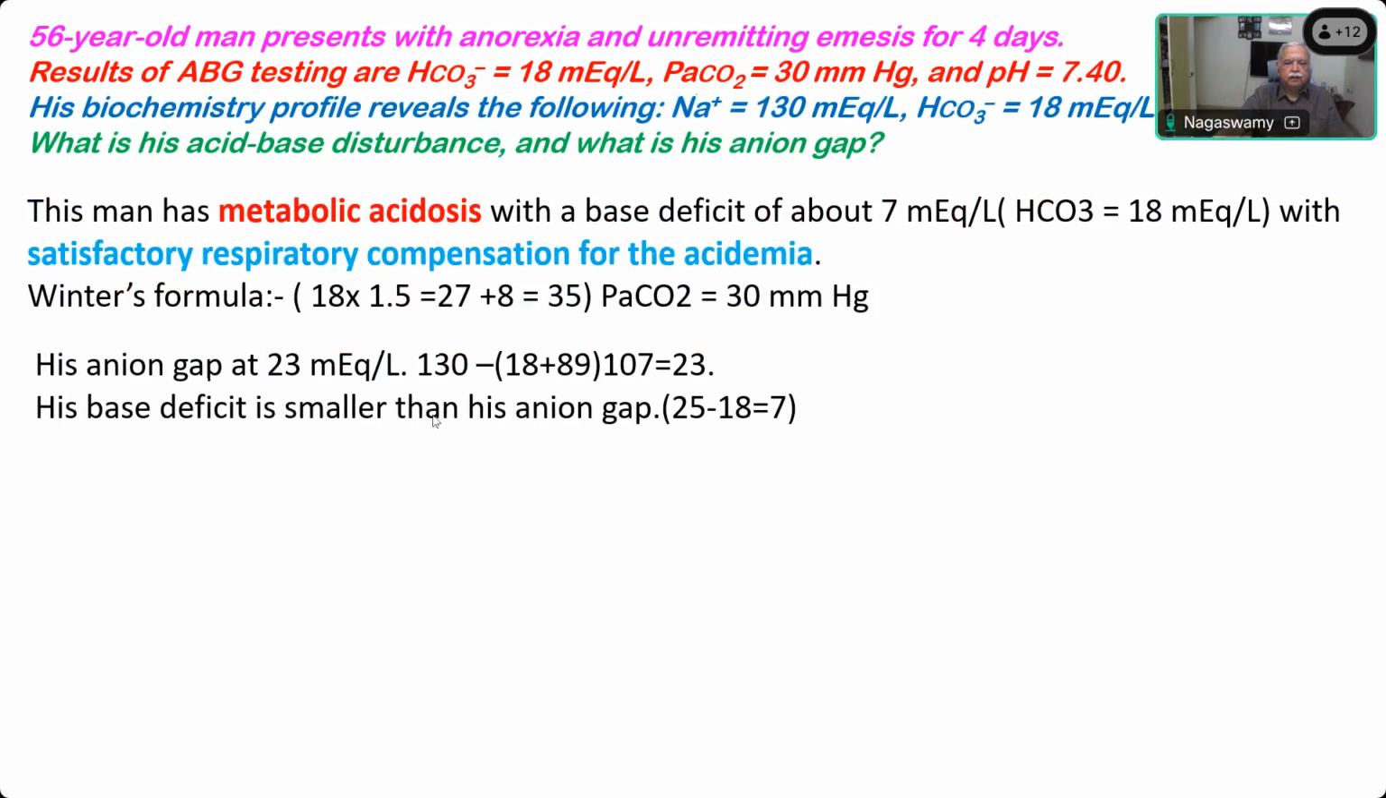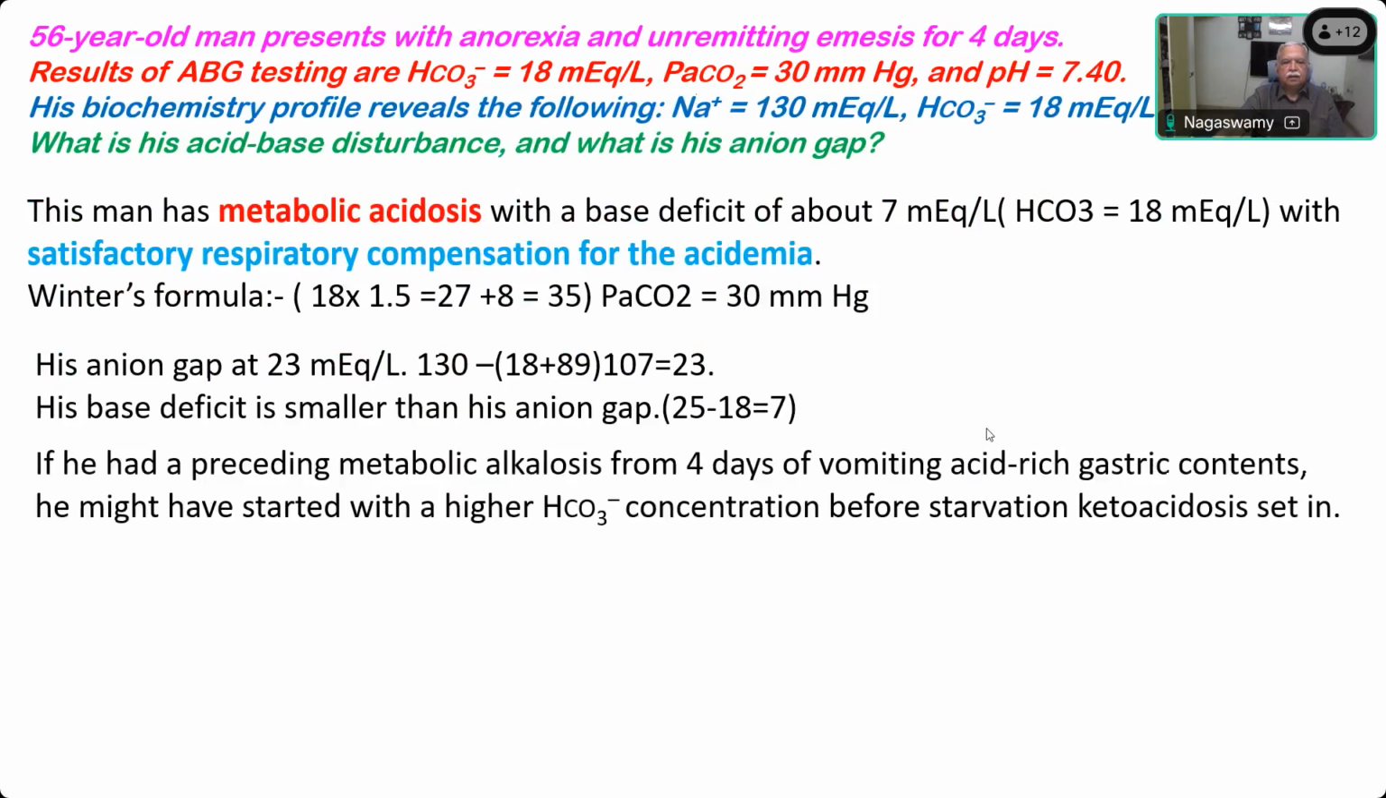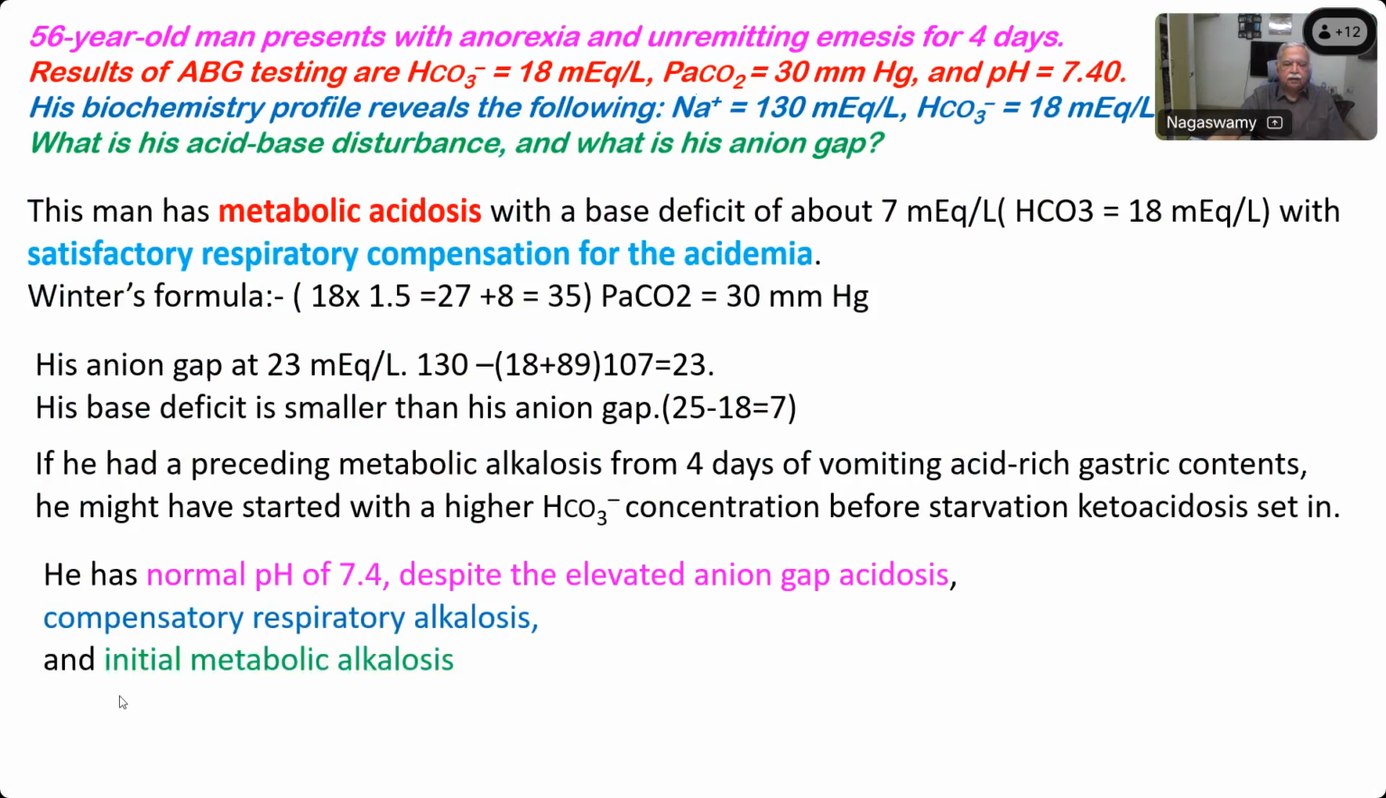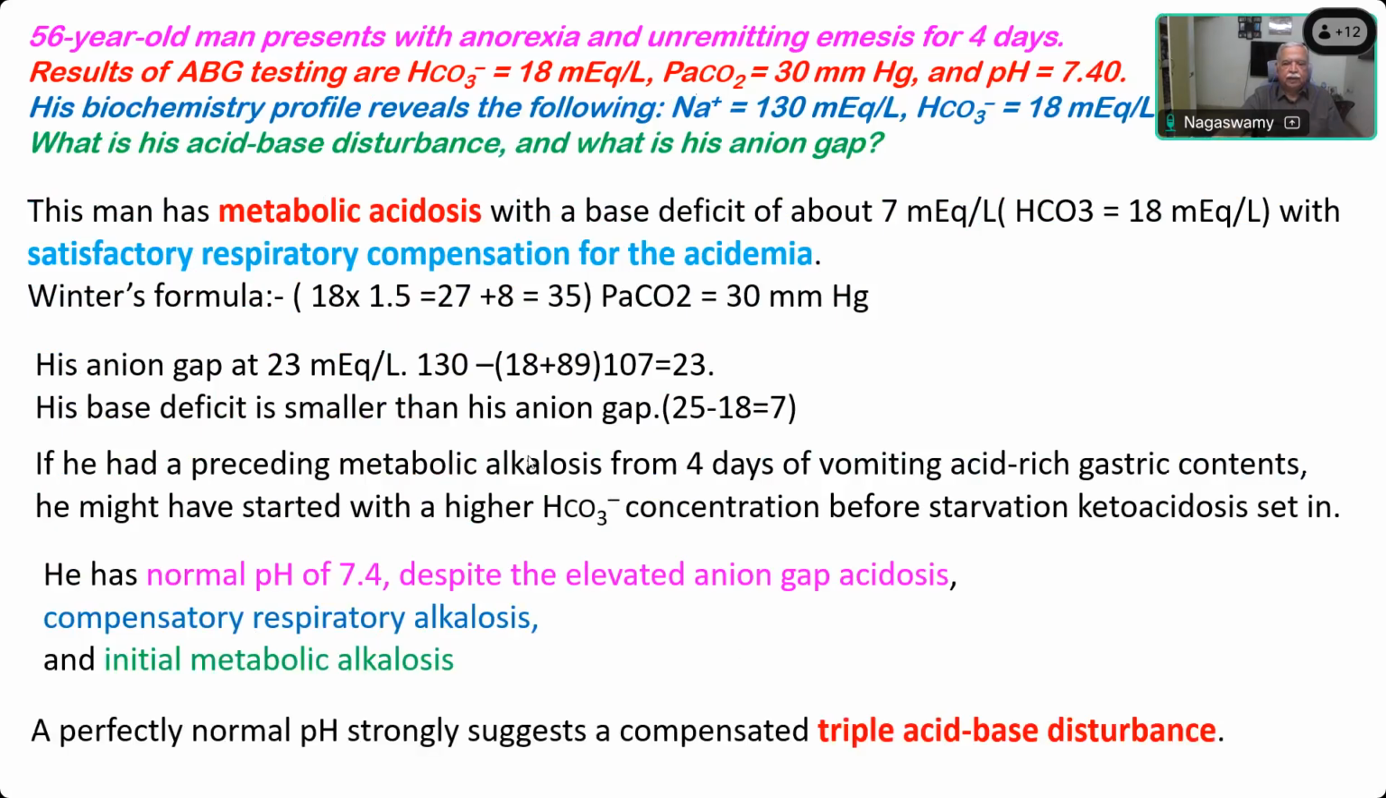So his base deficit is smaller than his anion gap. His bicarb is 18. So he has had metabolic alkalosis from 4 years of vomiting acid-rich gastric contents, he might have started to have a higher bicarbonate concentration before starvation ketosis sets in, because he has not been eating. So his normal pH, despite the elevated anion gap acidosis and compensated respiratory alkalosis, indicates there is an initial metabolic alkalosis followed by now the metabolic acidosis.